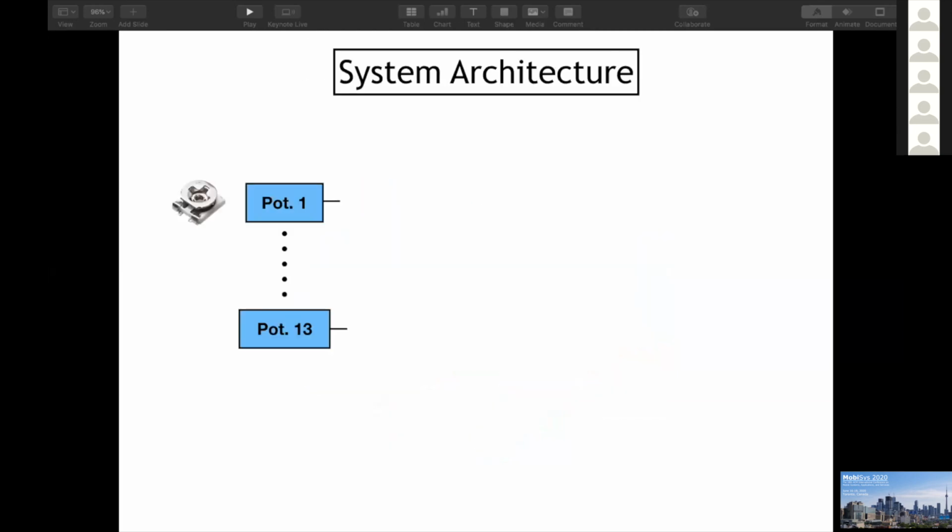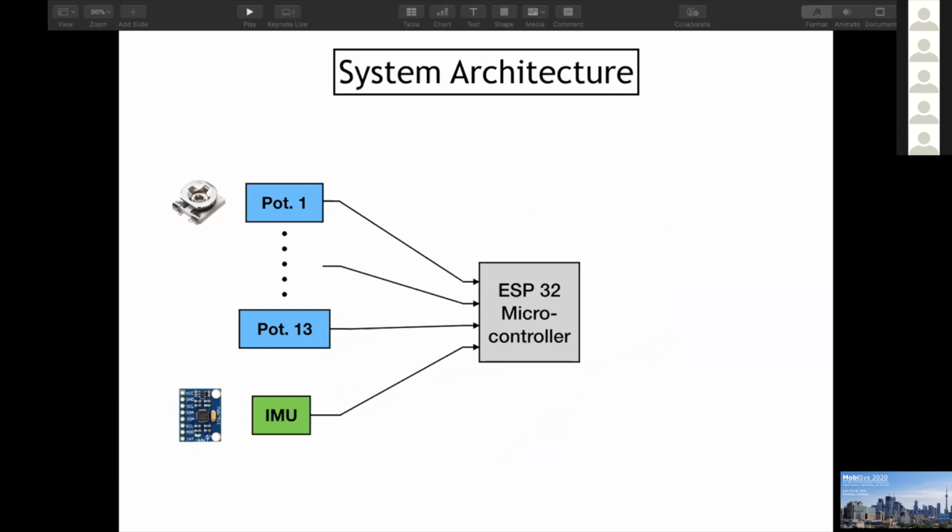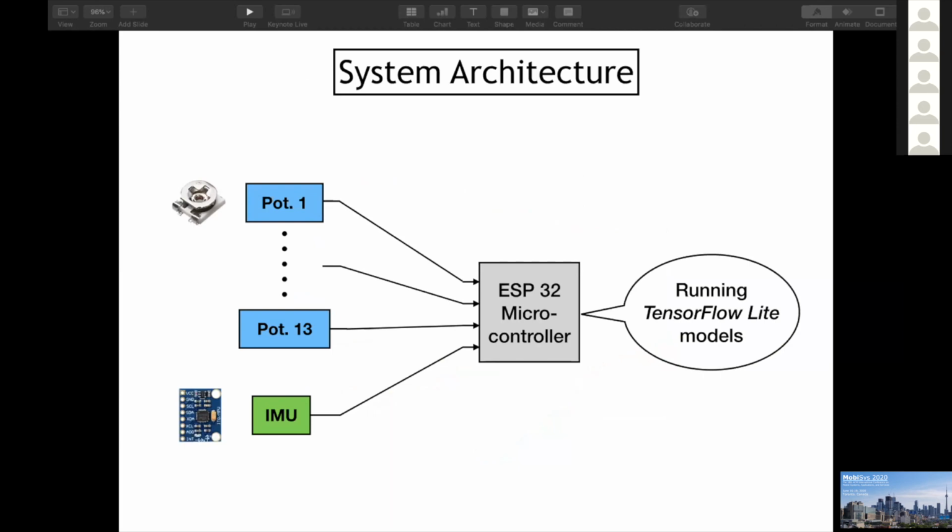So how does it work? 13 potentiometer readings are taken via ADC, and 6 IMU values, that is XYZ of accelerometer and gyroscope, are taken by the ESP32 microcontroller at 200 hertz simultaneously. And for the gesture classification part, we are running TensorFlow Lite models on the ESP32 microcontroller itself.